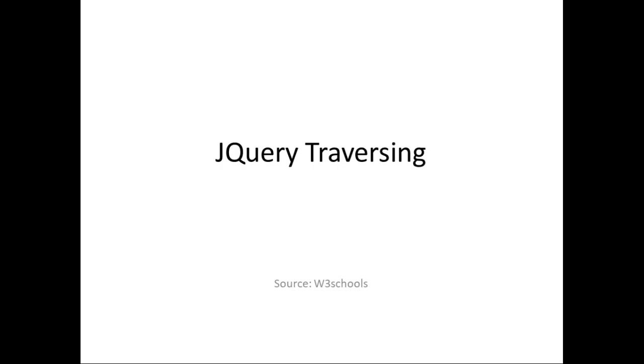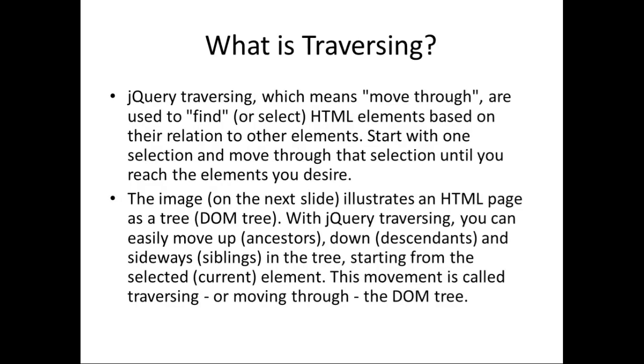jQuery traversing. What is traversing? jQuery traversing, which means "move through," is used to find or select HTML elements based on their relation to other elements. Start with one selection and move through the selection until you reach the elements you desire.